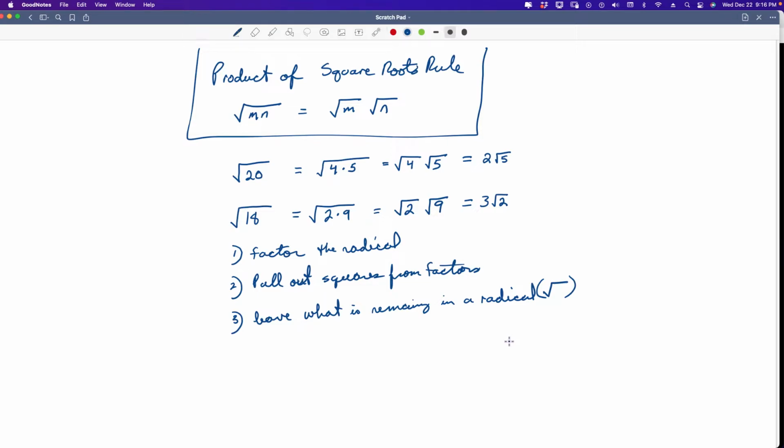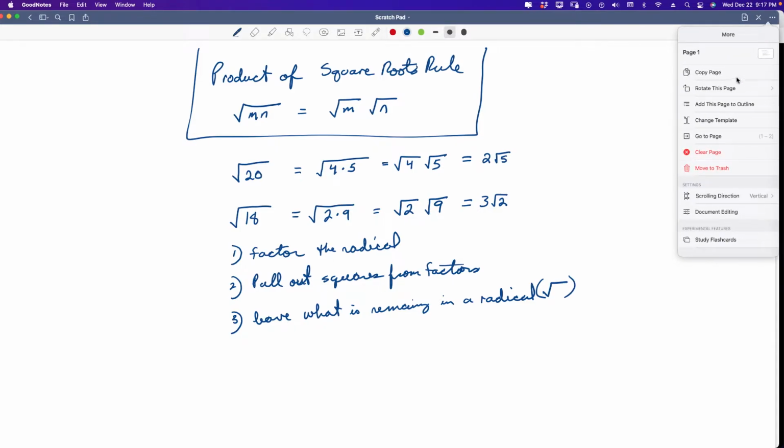All right, so let's try a practice problem. If you haven't written this down, pause and do so. I'm going to clear the page. So practice problem number 63.1. We are going to simplify the square root of 50. All right, so we can rewrite that. We could say that the square root of 50 is the same as the square root of 5 times 10, right?